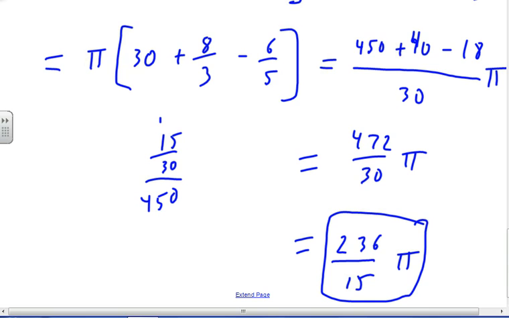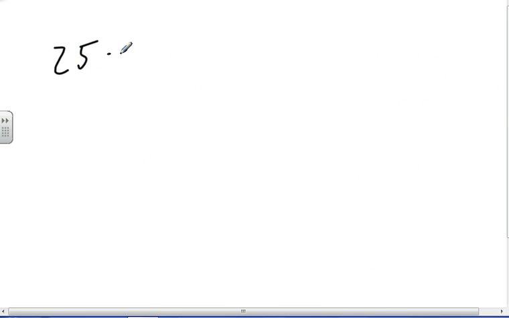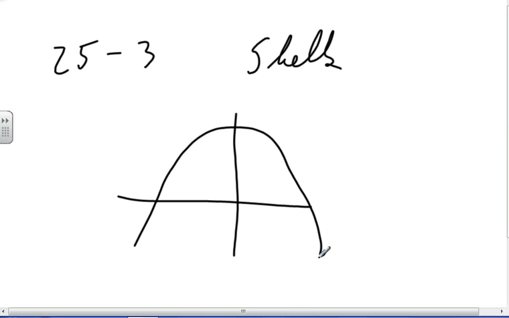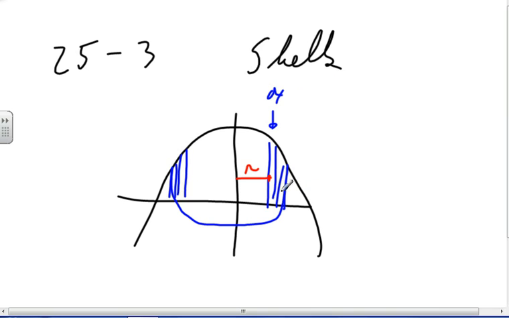Okay, moving on to section 25.3, and now we're going to do shells. So what we're going to do is, I've got some curve, and I'm going to take some shell and rotate around that shell, and then I'm going to take another shell and rotate it around. So I'm not doing discs, I'm moving shells around. I got some dx, that's my thickness. I've got some radius r sitting there, and then I've got some height that's that high.